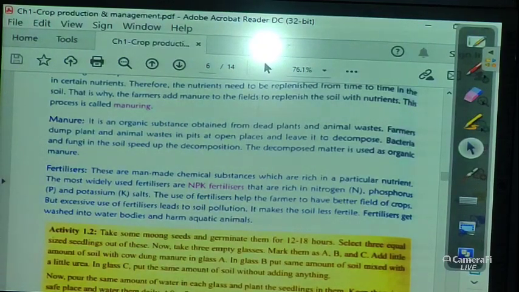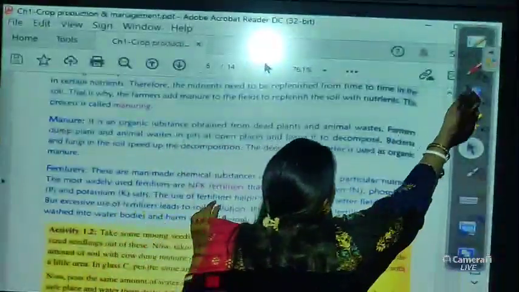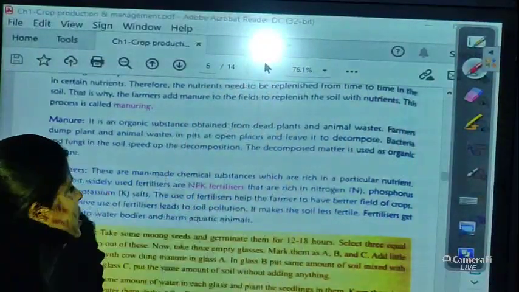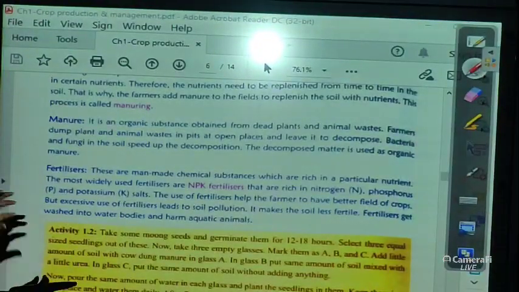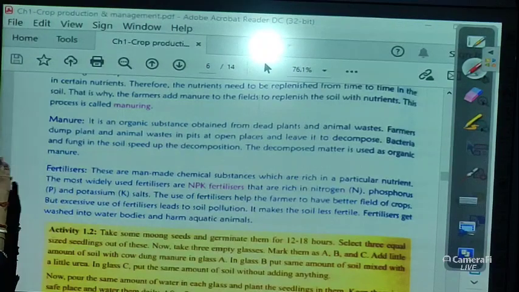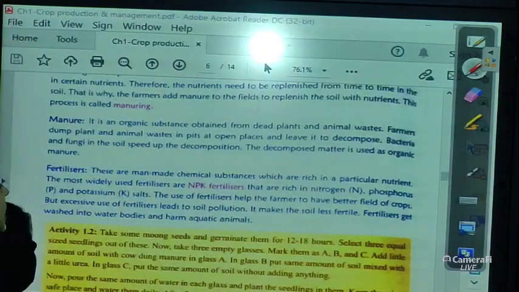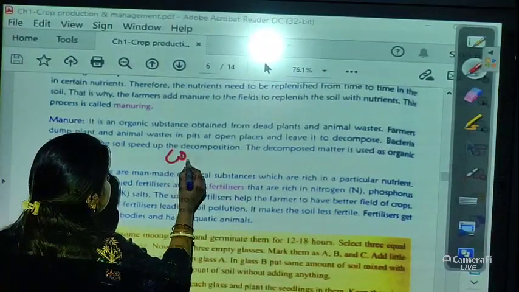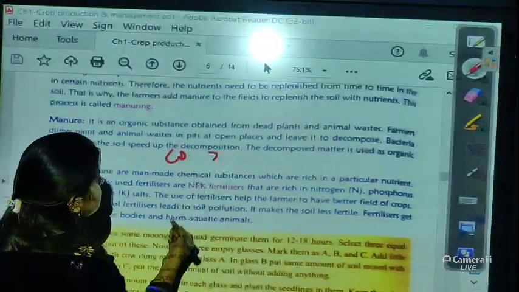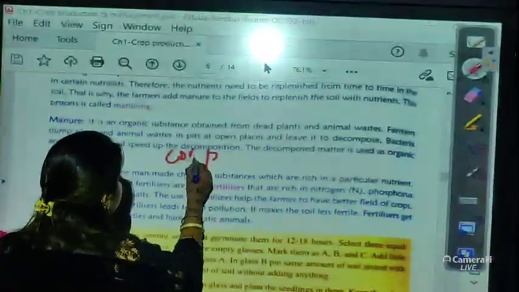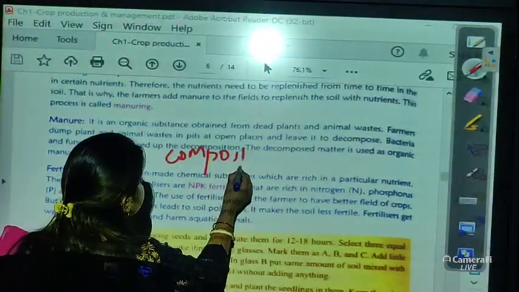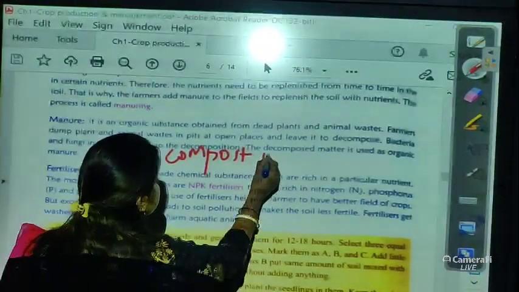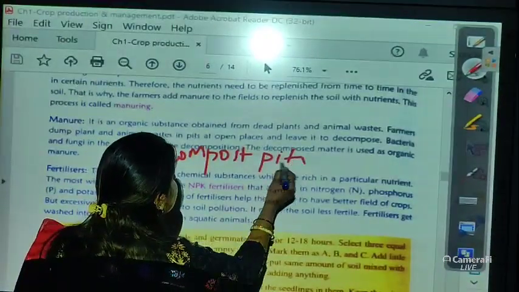And the pits that the farmer digs, or that we dig, where we collect all the organic matter, the animal waste or the dead plants, the name of those pits is compost pit. This is known as the compost pit.